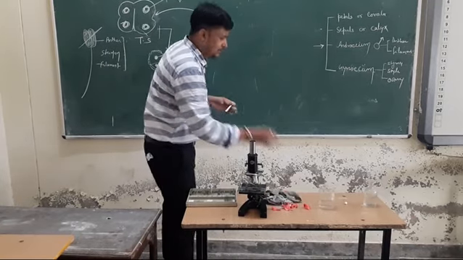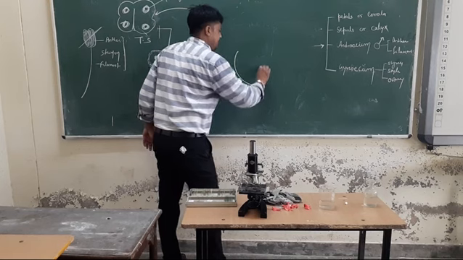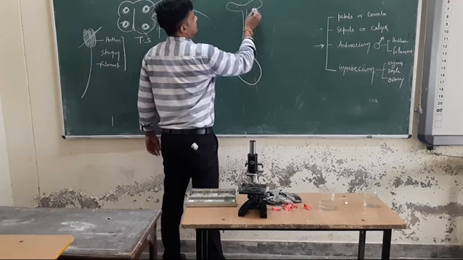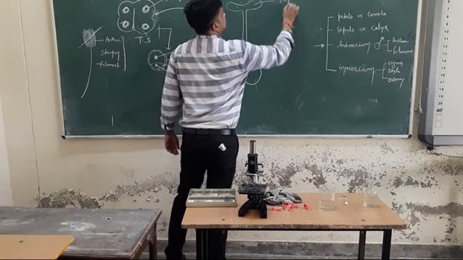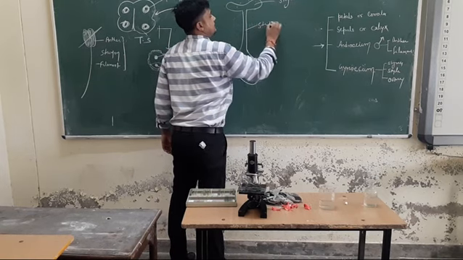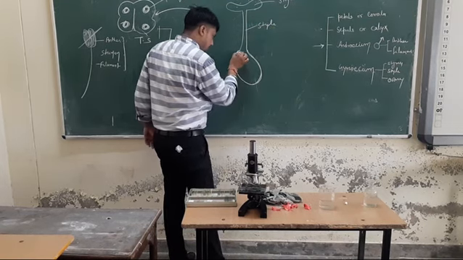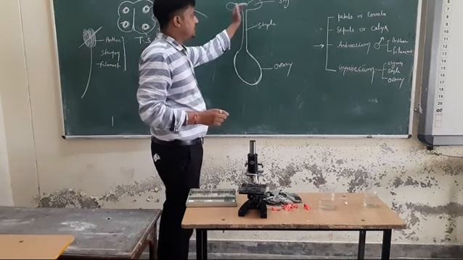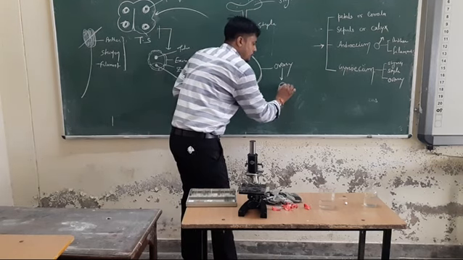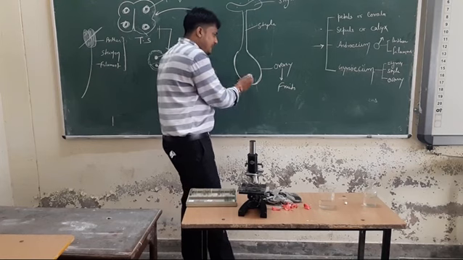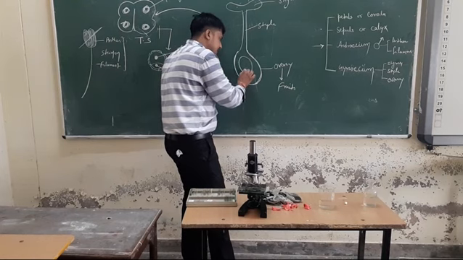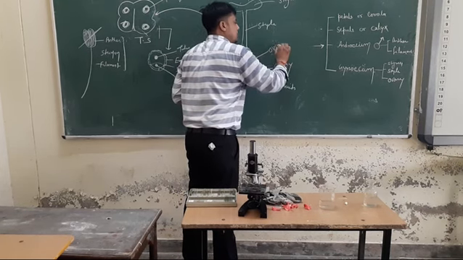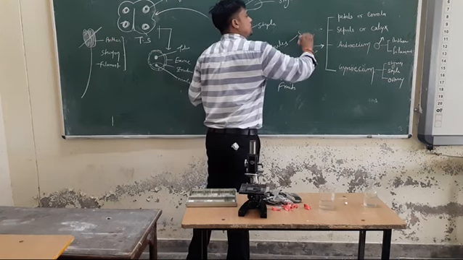The female part is made up of the stigma, and that one will be the style, and this swollen part is called the ovary. Let me tell you, after fertilization, the ovary is converted to fruit. Inside the ovary there is a structure like this. This is called the ovule, and these ovules are converted to seeds.